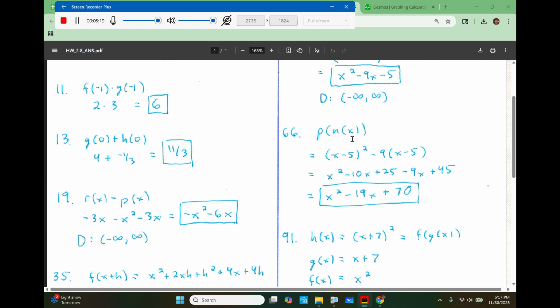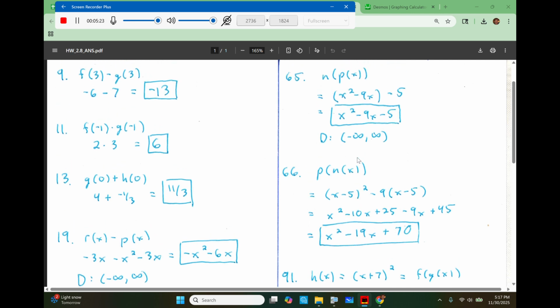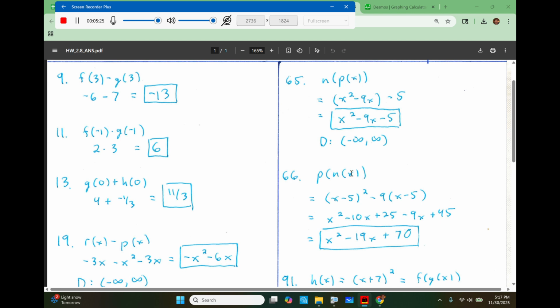So 66, p of n of x. Again, doing this in the flip order, let's look at these two together. In this case, I'm going to take the n line, x minus 5, and put that into the p function, the parabola. So I'm going to replace every x in x squared minus 9x with an x minus 5, the n function. So I have to FOIL this out.